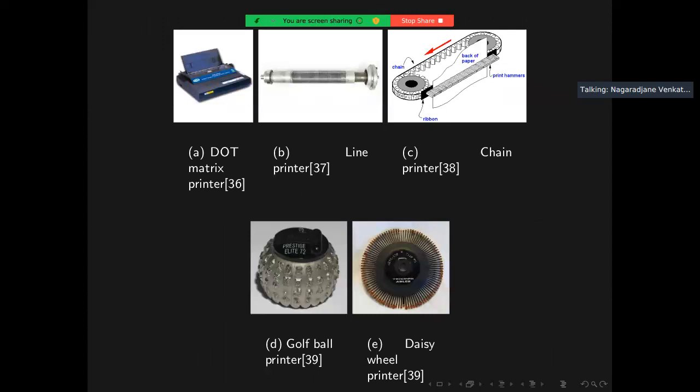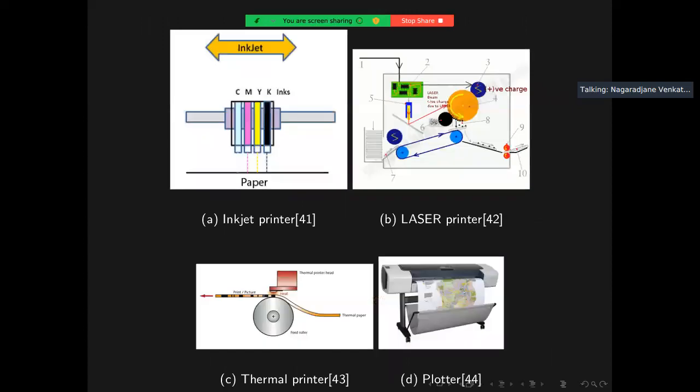Under impact type printers, we have seen that there are dot matrix printer, line printer, chain printer, golf ball printer, and daisy wheel printer. Then there are some non-impact type printers: inkjet printer, laserjet printer, thermal printer, and plotter. Inkjet printer has CMYK, 4 colors: cyan, magenta, yellow, black. The 4 colors are filled inside the cartridges.